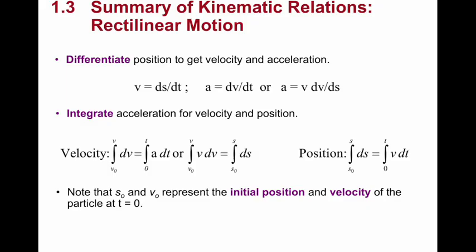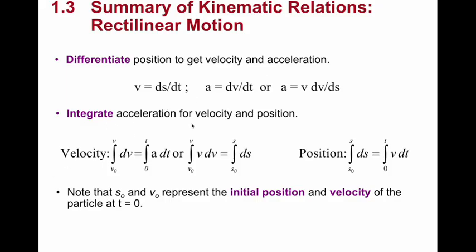So, a summary of the kinematic relationships in rectilinear motion: we can find the velocity if we differentiate the position vector. We can find the acceleration if we differentiate the velocity over the time, or we can use this third relationship. You'll notice the velocity and the acceleration here depend on the time. If I don't have the time, I have this third relationship, which depends on the velocity and the displacement. These three relationships are going to be the basics of the first two modules of our class.